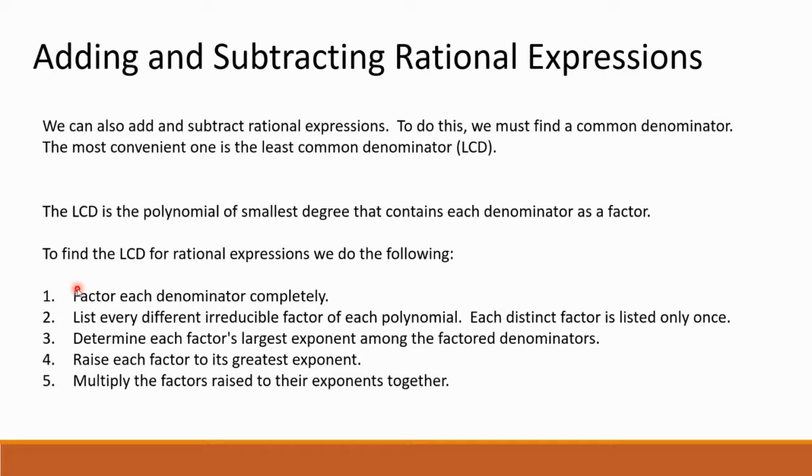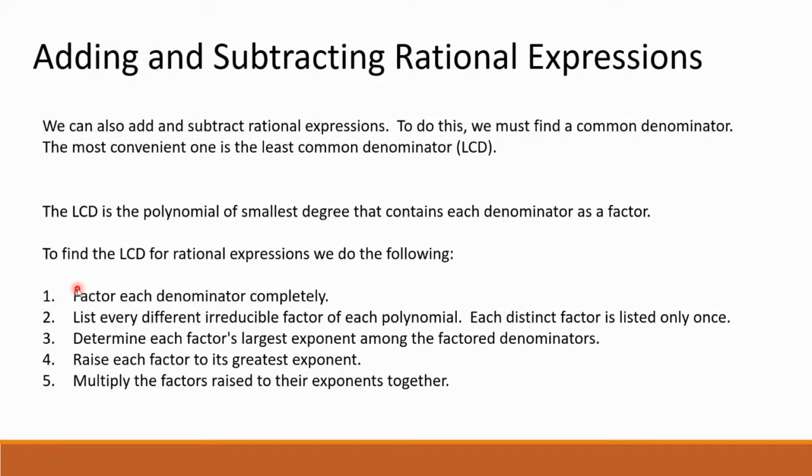Now, with these rational expressions, just like with rational numbers, there is a most convenient choice for a common denominator. Theoretically, you can use any denominator you want as a common denominator. But the least common denominator, which is also the LCD, is really the best choice, mostly because you'll have the least amount of simplification to do at the end of the problem. So that's why I want to focus on the LCD.